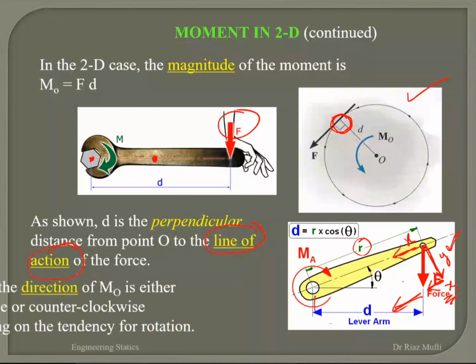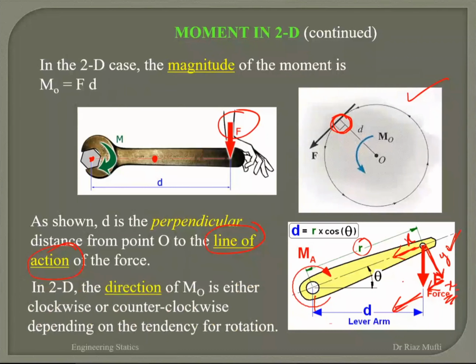Let me see if I have another picture. No, I have to spend time on this one. Now let me explain again. Two ways to calculate the moment. Force line, that's this line, and perpendicular distance from the force line, that's this. So that is F into D.